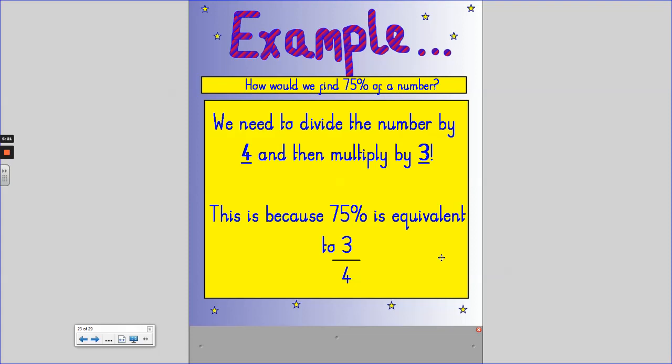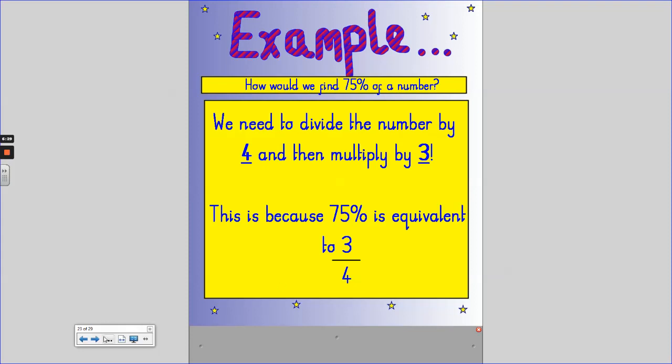Right then, the last part of today's lesson, we are going to be finding 75% of a number. So to find 75%, again, we are going to be using the knowledge that we have just done to find 25%. So we need to do 2 steps this time. So we need to divide by 4 and then we need to multiply by 3. Because when we divide by 4, we find 1/4. But our numerator is 3 this time, so we need to times by 3 to find 3/4, because 75% is equivalent to 3/4.